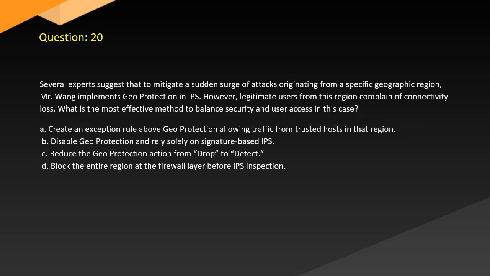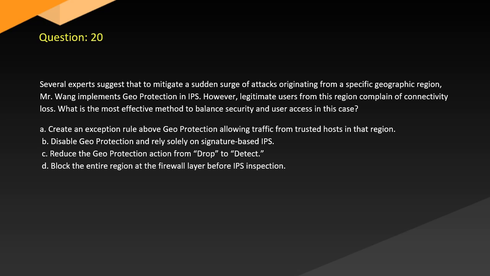Question 20. Several experts suggest that to mitigate a sudden surge of attacks originating from a specific geographic region, ISTA-WANG implements geo-protection in IPS. However, legitimate users from this region complain of connectivity loss. What is the most effective method to balance security and user access in this case?